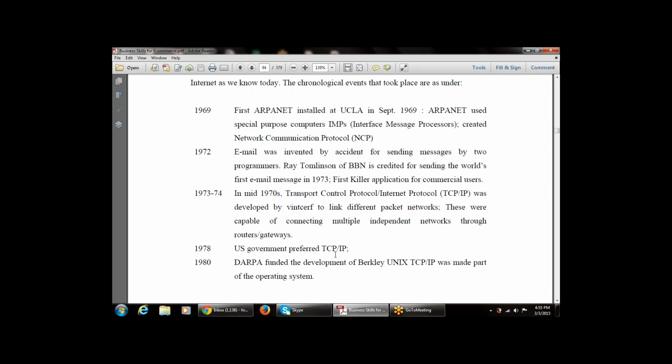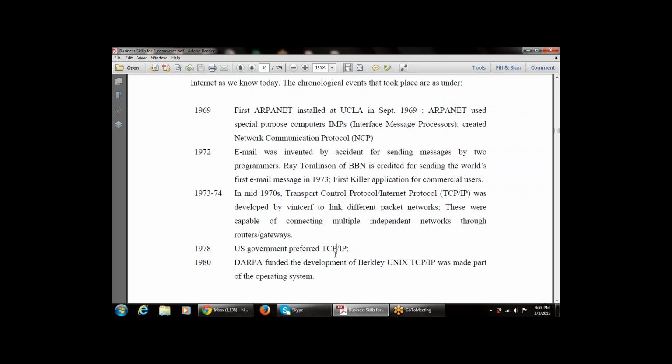Then in 1980, DARPA funded the development of Berkeley Unix TCP/IP. That is, after TCP/IP, there is a new development: DARPA also funded the development of Berkeley Unix.